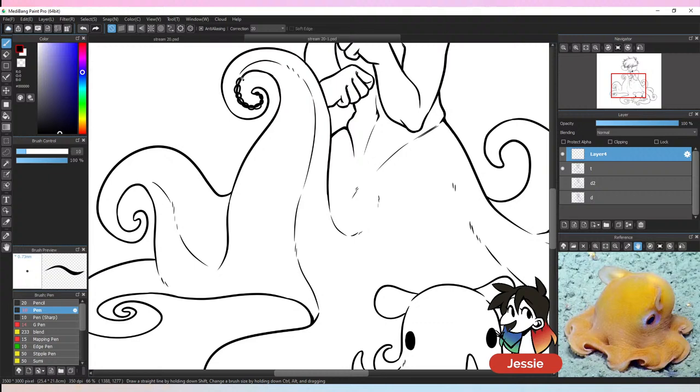Yeah, so most octopuses that you'll see will have like two rows of suction cups. This Dumbo octopus apparently just has one. So it's like, you know, just the one. But again, they're really easy to draw. Tentacles are not that hard to draw. They just take a long time.